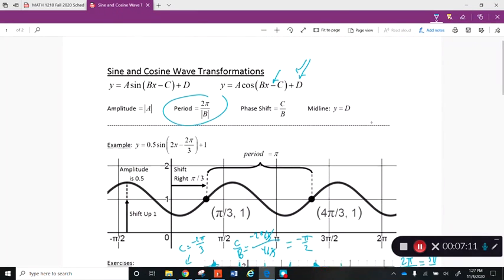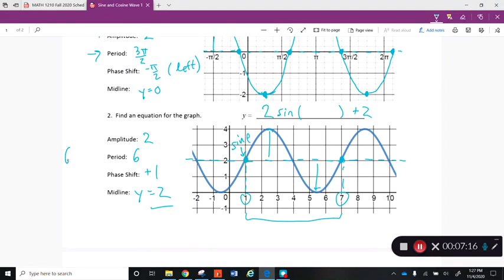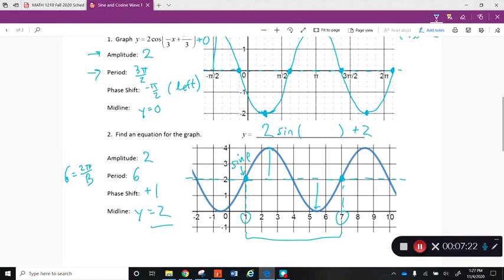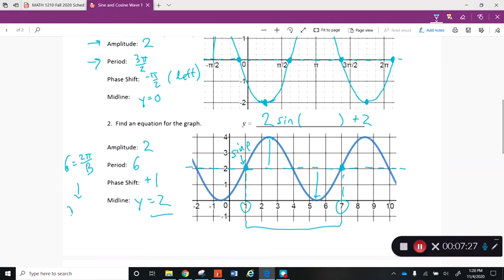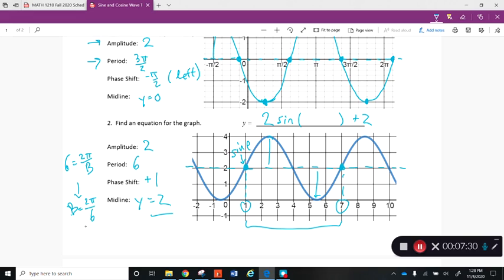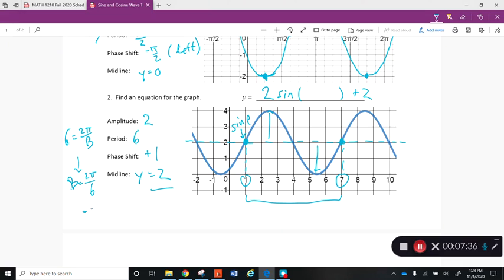The period is supposed to be 2 pi divided by b, right? So that means 6 should be 2 pi divided by b. The period is 6, so we put the period 6 in for the period, and now we have to solve this for b. This means b is going to be 2 pi over 6, or pi over 3. Sorry, this is difficult to do. So solving that equation for b, multiply both sides by b, divide both sides by 6, reduce that fraction, got pi over 3. So now I'm going to put pi over 3 as our b value. Pi over 3 times x.